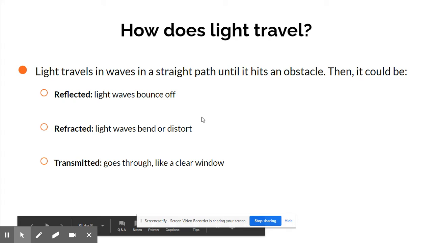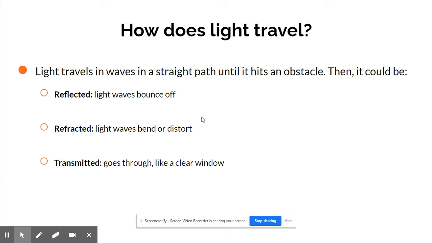As we move on from the electromagnetic spectrum, still talking about how light travels, we're going to focus on these three terms in front of you: reflected, refracted, transmitted. Remember, light travels in waves in a straight path until it hits an obstacle. It can be reflected, which I'll talk about. That's when the waves bounce. Refracted, light waves bend, or a synonym is distort. And light can also transmit, which means go through, such as a clear window.